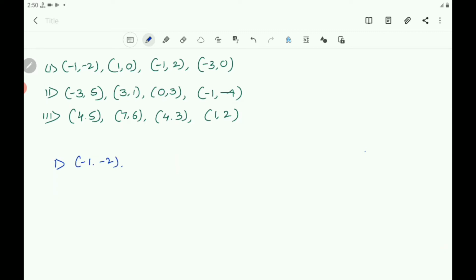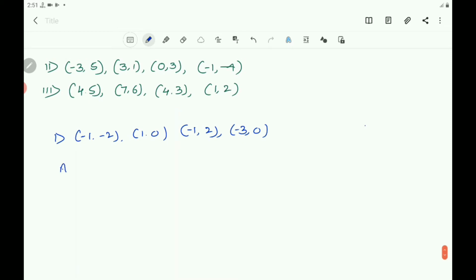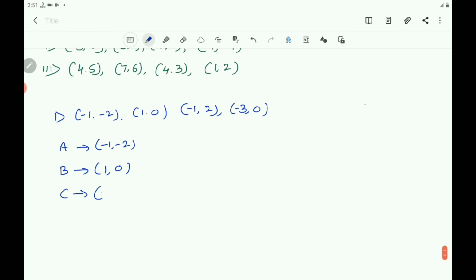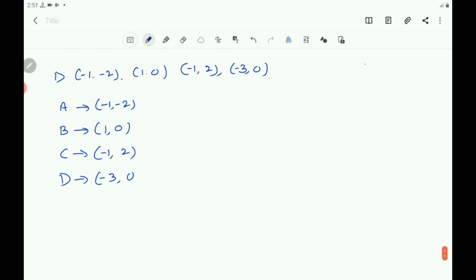-1, -2, 1, 0, -1, 2, -3, 0. Now let us take A is a point with coordinates -1, -2. B is a point with coordinates 1, 0. C is a point with coordinates -1, 2. D is a point with coordinates -3, 0. Now we have to find AB, BC, CD and DA, and if it is necessary we have to find the diagonals also.